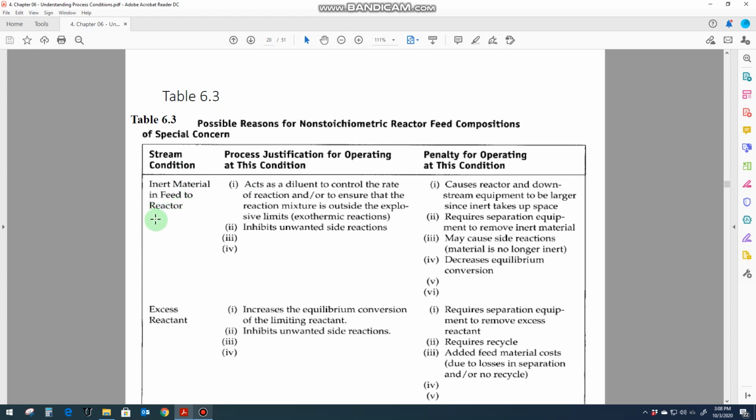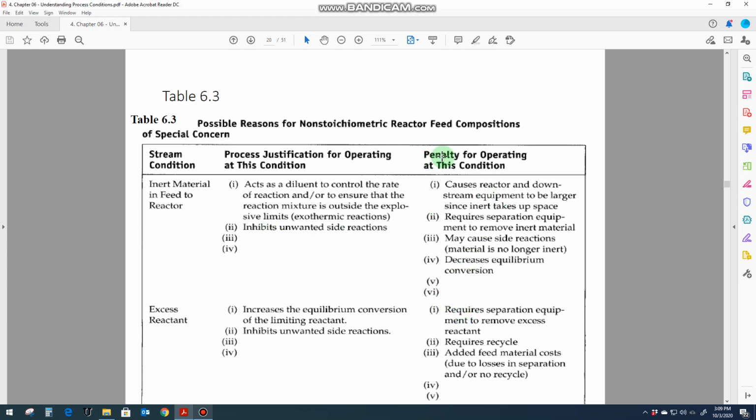Inert material in the feed to the reactor can act as a diluent to control the rate of reaction and to ensure that the reaction mixture is outside the explosive limits. Okay, so one of the reasons for using inert material with the feed stream is to keep the reaction mixture outside the explosive limits and to ensure proper dilution. The second reason is that it inhibits unwanted side reactions. So if you want to inhibit any side reactions, we can have some kind of inert stream within the process.